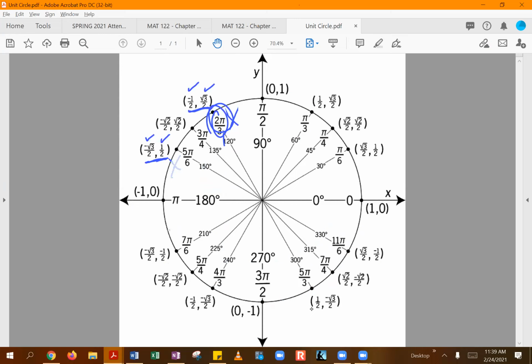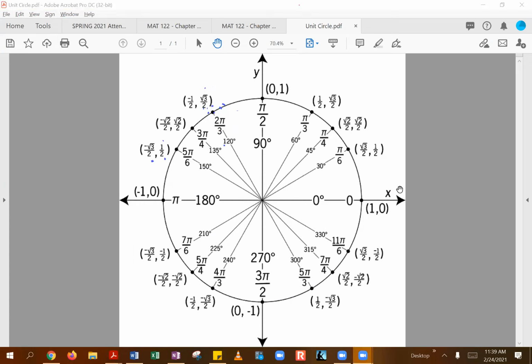Any answers? Okay, let's see what you have. So I've got Abdulaziz and Katie. You guys have pi over 3 and 5 pi over 3. Okay. Let's see, pi over 3. Okay, so very nice. Cosine is the first coordinate, the x value. Alicia, Billy, okay, same answer from you guys.